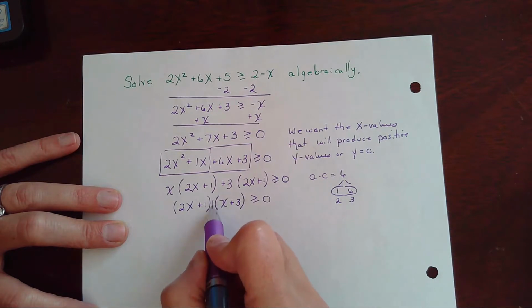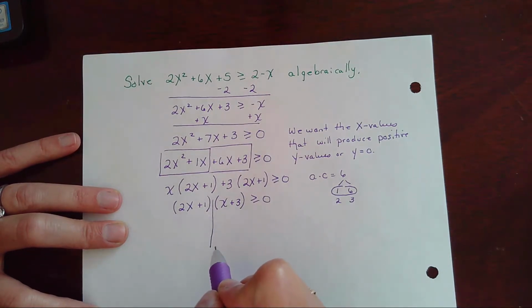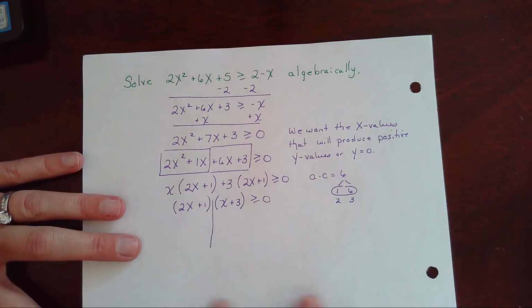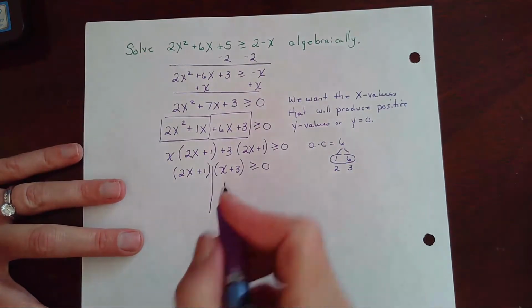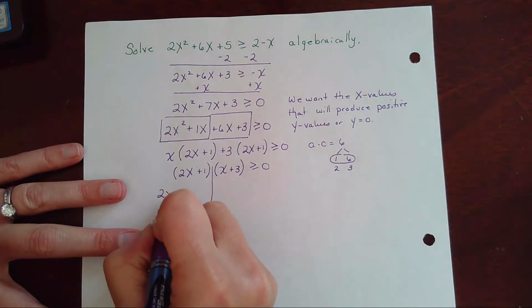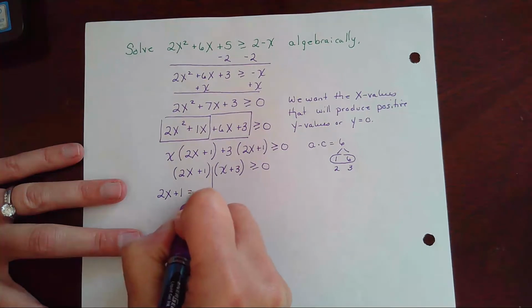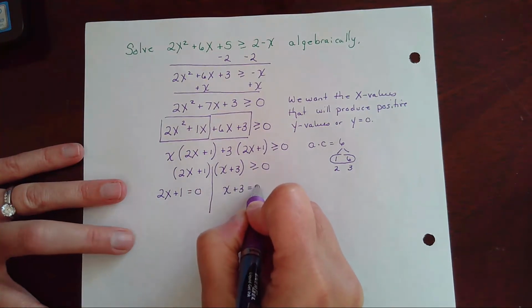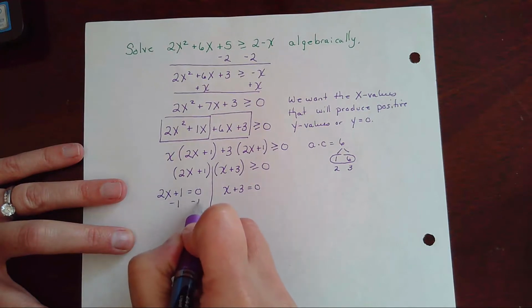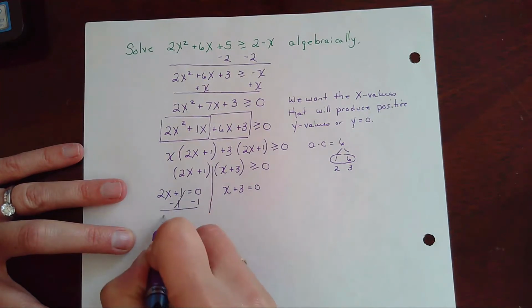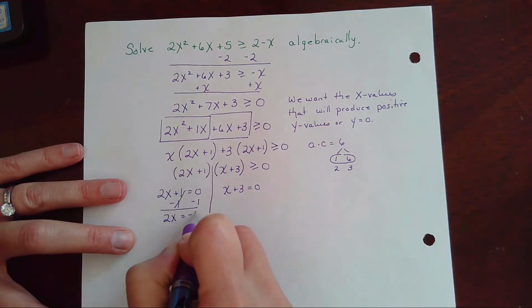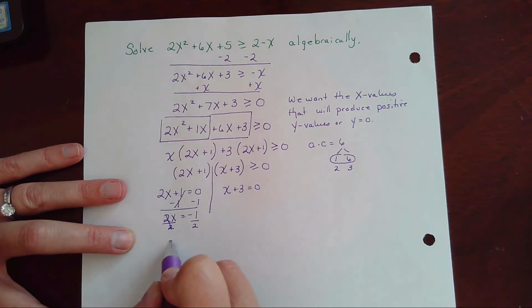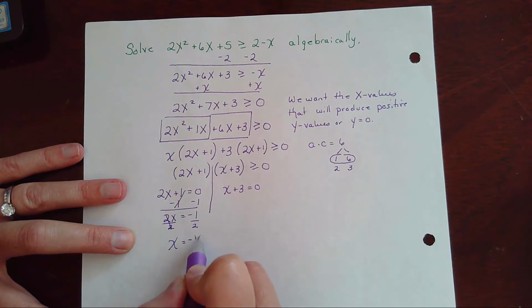So this will help us find the x values that make a y value of 0. All right, that's what this does. So we'll set each binomial equal to 0, and we'll solve for x. So this will give us the x values that will produce a y value of 0.